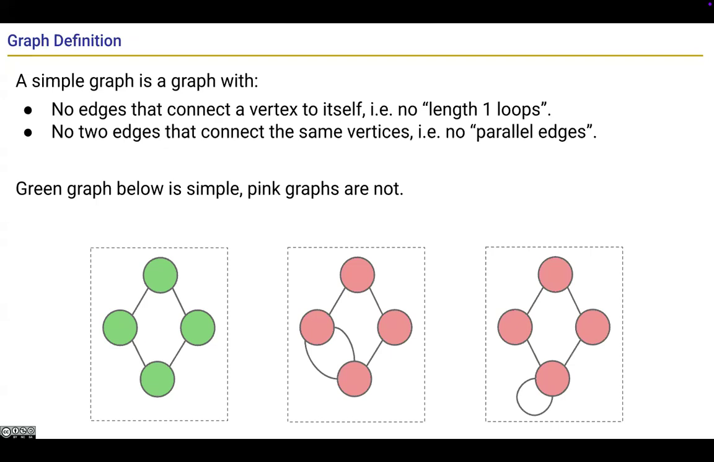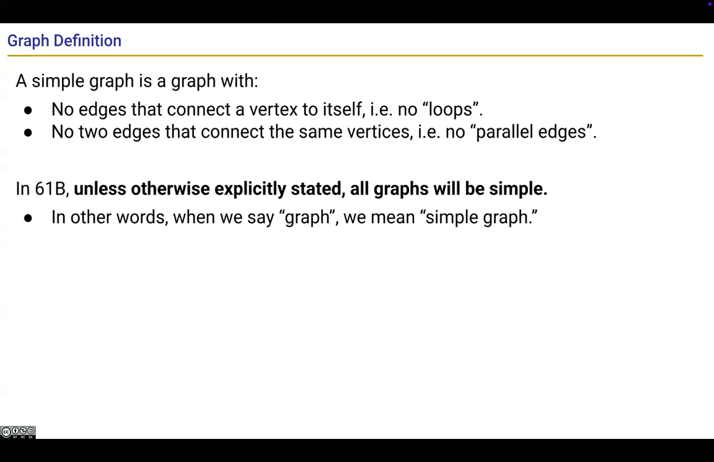We're going to almost exclusively be using simple graphs. And what a simple graph means is that we have no connections to ourselves. We have none of these little loops, and we don't have double connections. Okay, so no parallel edges and no vertexes or edges that connect a vertex to itself. So our simple graph is this, not those two. All of our graphs will be simple. And when we say graph, that's what we mean.